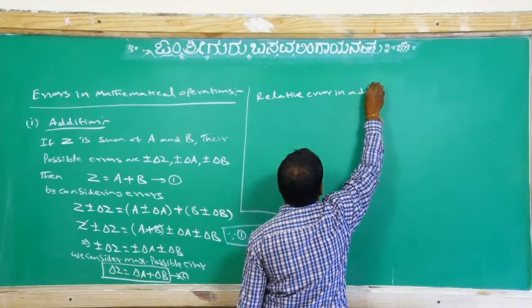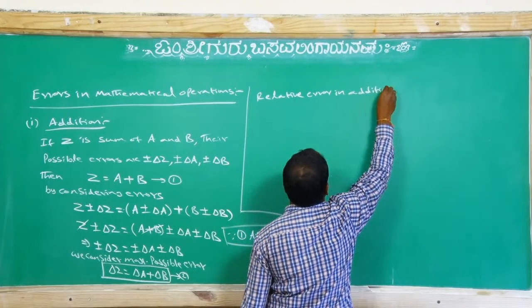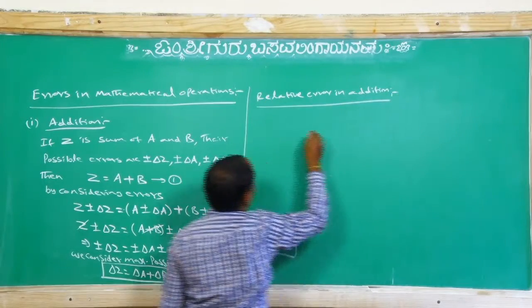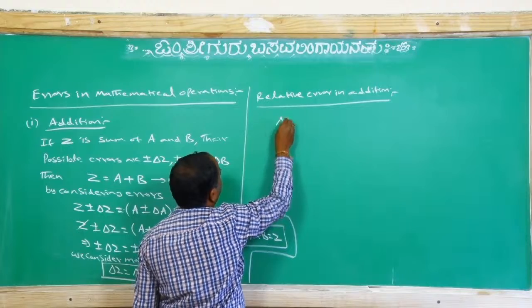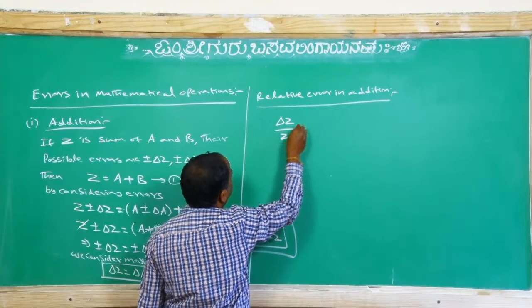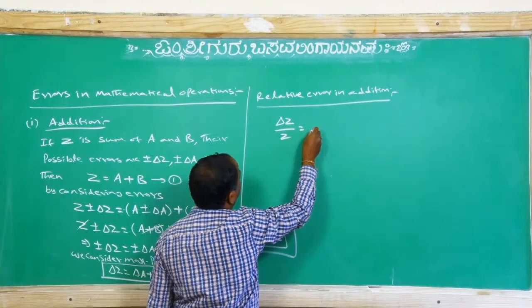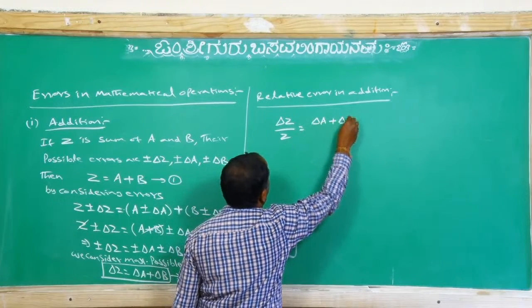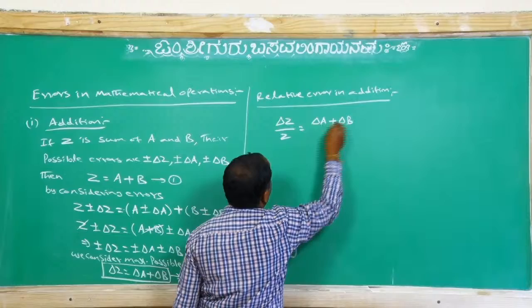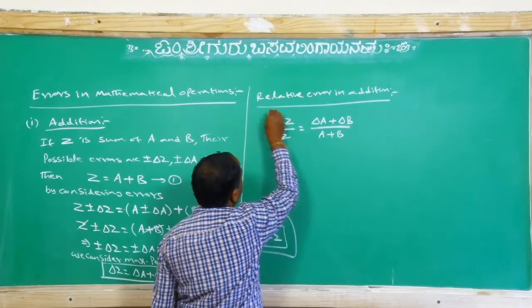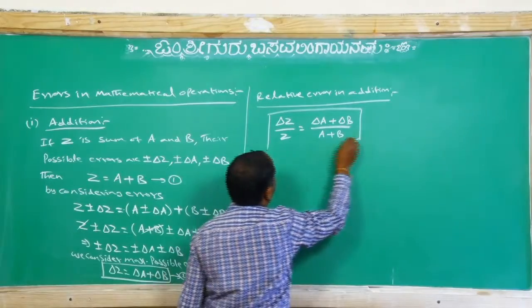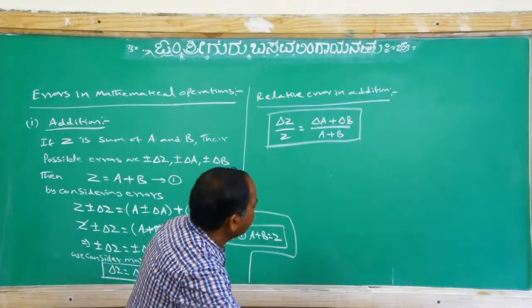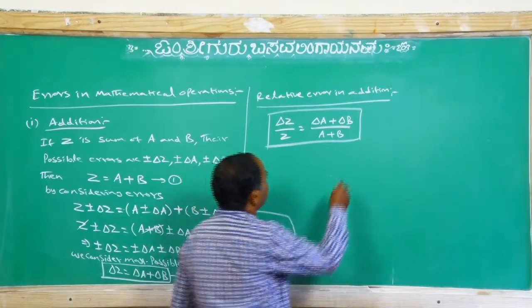Here, relative error means we know what? Absolute error divided by the original value. So, delta Z by Z is equal to, here the error is delta A plus delta B divided by the original value, A plus B. This is said to be the relative error in addition. Relative error in addition is delta Z by Z.